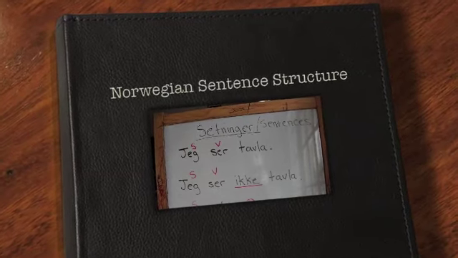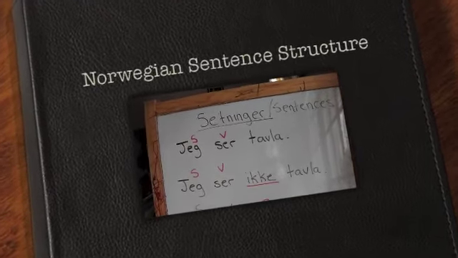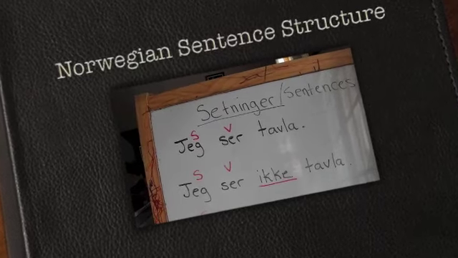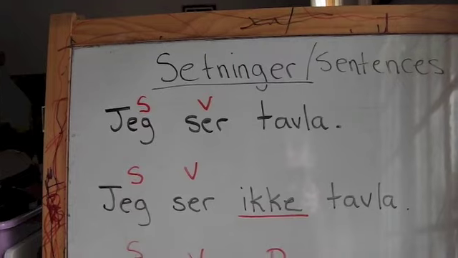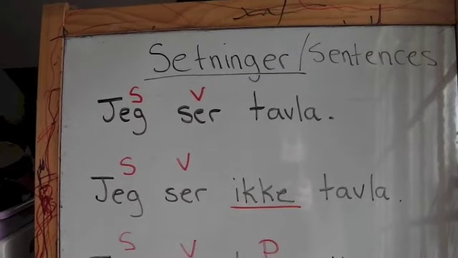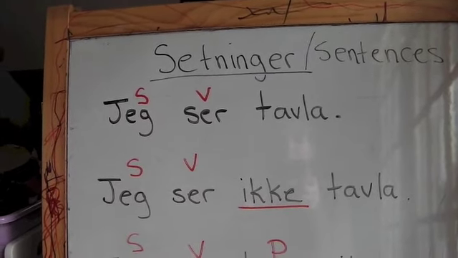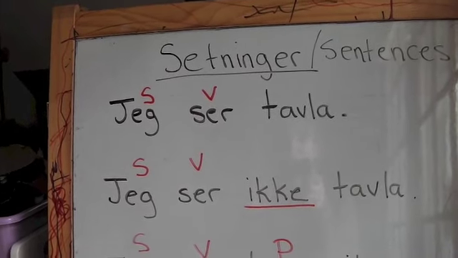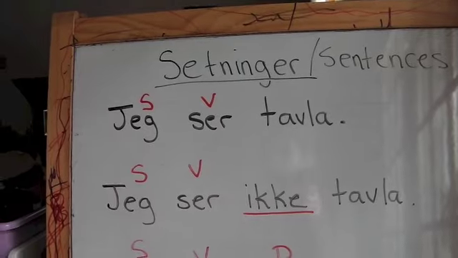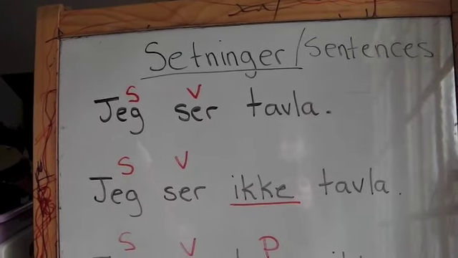Now a little bit about sentence structure, or sentence order. In Norwegian, the word for sentences is setninger. So here I have written down an example. Jeg ser tavla. I see the board. And as you can see, I've put an S over the subject.